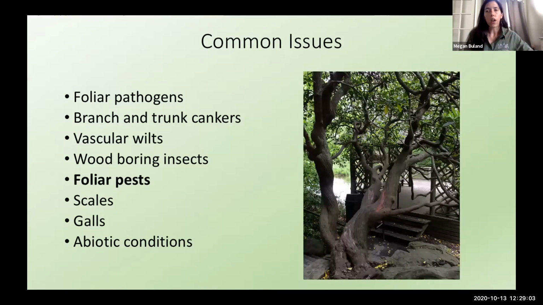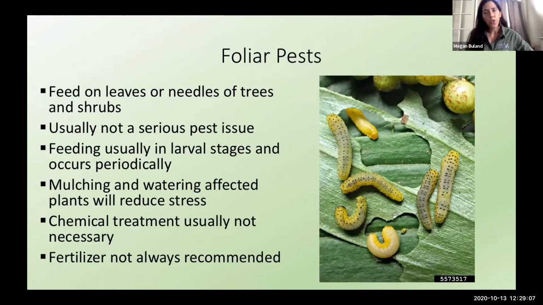Foliar pests are, much like the foliar pathogens that we talked about, not usually a death sentence for landscape trees, although they can lead to some unsightly damage. Foliar pests feed on leaves or needles of trees and shrubs. Feeding usually occurs in the larval stage, so it's not often adults that are doing this feeding damage. It's the larvae that are feeding on the leaves and on the needles of your landscape trees. And very rarely are they going to be a serious issue.